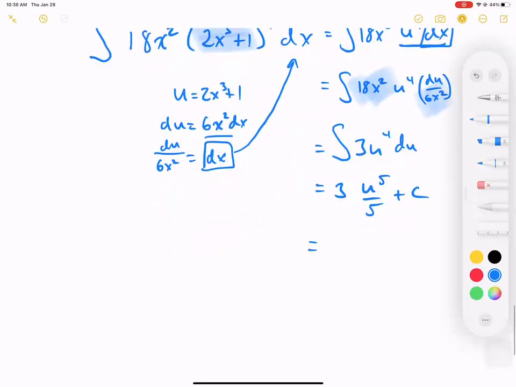So if I replace the u back in, it will be 3 times (2x cubed plus 1) to the 5th power over 5, plus c. That's my indefinite integral. You don't have to simplify that? No, please don't. Because the stuff inside to the 5th power, that's like order of operations. You can't do anything else till you do that. And the 3 and the 5, I don't want to write 0.6.